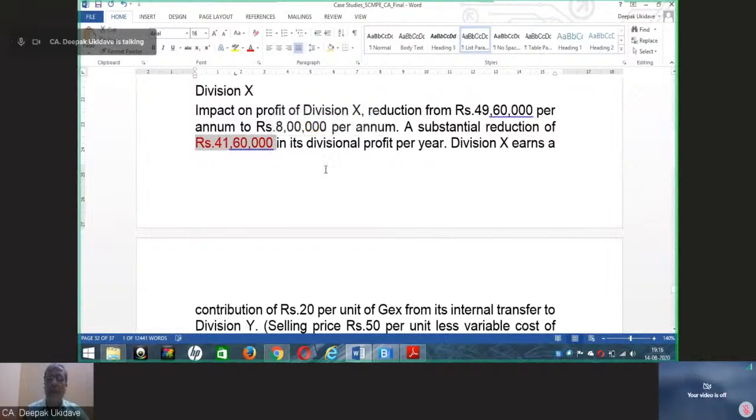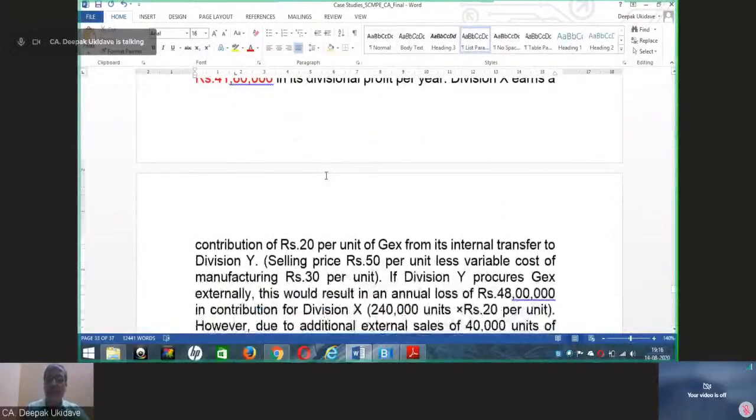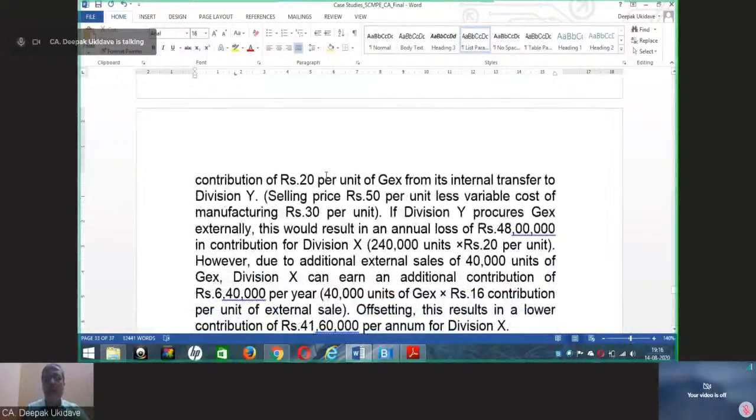Right? This again I am highlighting, and as final CA students you have to give reconciliation of this 41,60,000. Now what is the breakup of 41,60,000? Division X earns a contribution of rupees 20 per unit on its internal transfer to division Y. ये 20 rupees contribution कैसे आया? 50 रुपए selling price less variable cost of manufacturing only 30 rupees. 4 rupees selling and distribution we have not taken into account. So बाहर के कस्टमर को when sell करते हैं तो 16 रुपए contribution था. But now when you sell internally to your internal customer, contribution is 20 rupees, higher contribution. Obviously because you are not charging 4 rupees selling and distribution overhead to your internal customer. So your contribution is 20 rupees.